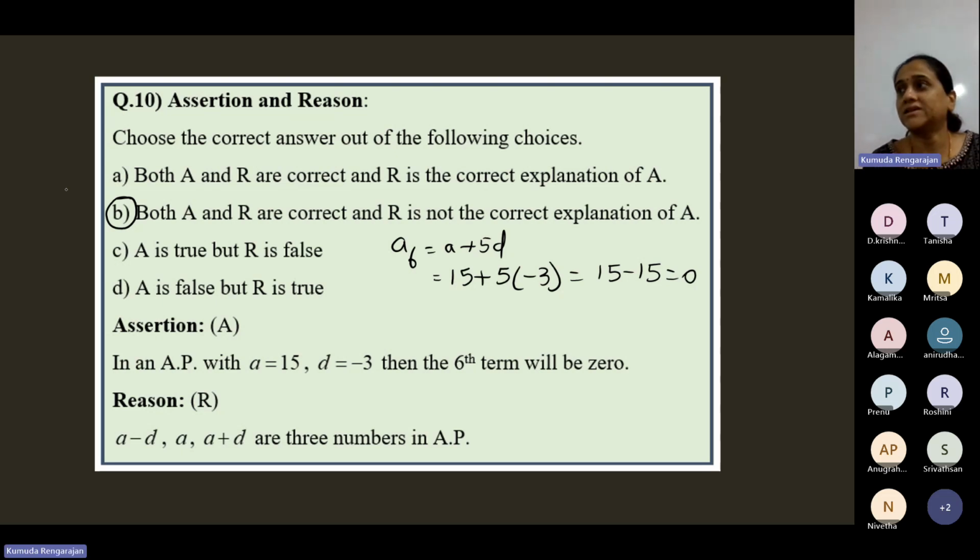Both are correct and R is the correct explanation for A. Correct. Very good. If it was given a_n is equal to a plus n minus 1 into d, then yes, both are correct. The general term of the AP is given by a plus n minus 1 into d. Because in the assertion, we are finding A6, which is a particular, the sixth term. So if the reason talks about the general term a plus n minus 1 into d, then both are true and the reason is the correct explanation for the assertion statement. Very good, Swati.